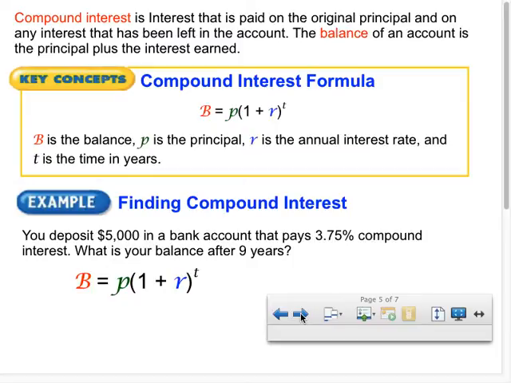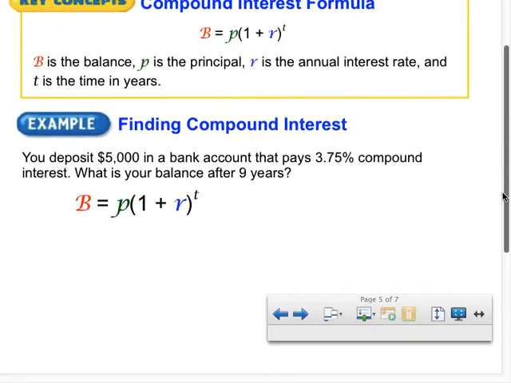So key concept, compound interest formula. The balance, now the balance is the principal plus the interest. Got it? And here's the formula. It's the principal multiplied by 1 plus the rate raised to the exponent of t, which is time in years. Okay, let me work out a problem for you. All right, I left P green for the principal. Rate, I still kept the same color for rate.